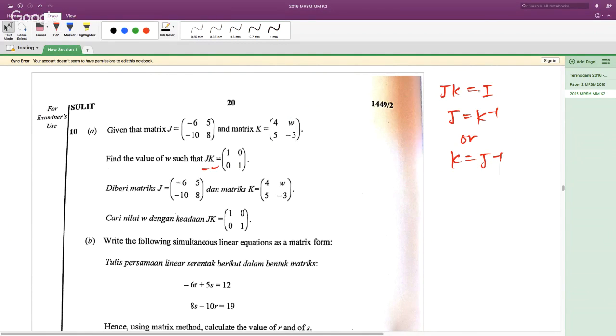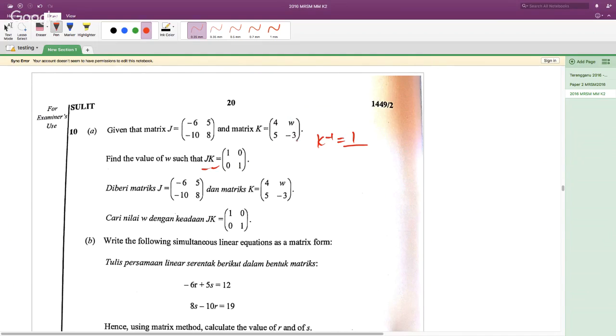Okay, that means if they are multiplied and they get the identity matrix, identity matrix means 1 lah. So J can be K inverse or K can be J inverse. So I know one will be the inverse of the other. The question basically asks you to find the value of W. You can actually multiply it if you want, but if you understand the inverse, you can straight away do that. So I will do the K inverse.